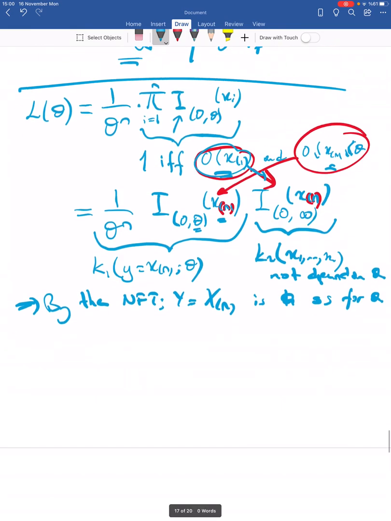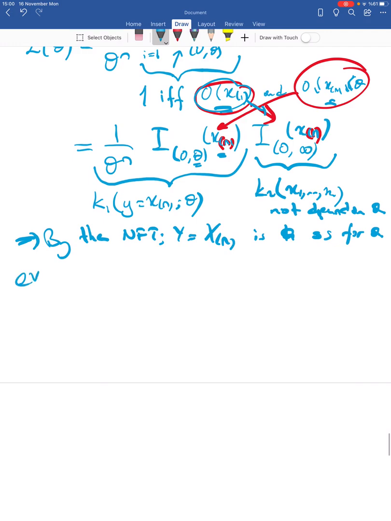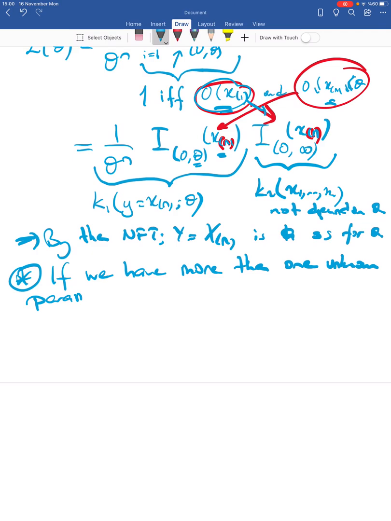So if you have more than one parameter, we are using a similar thing actually. Okay, so before the example, maybe I have to say this. If we have more than one unknown parameter, we will have more than one estimator.